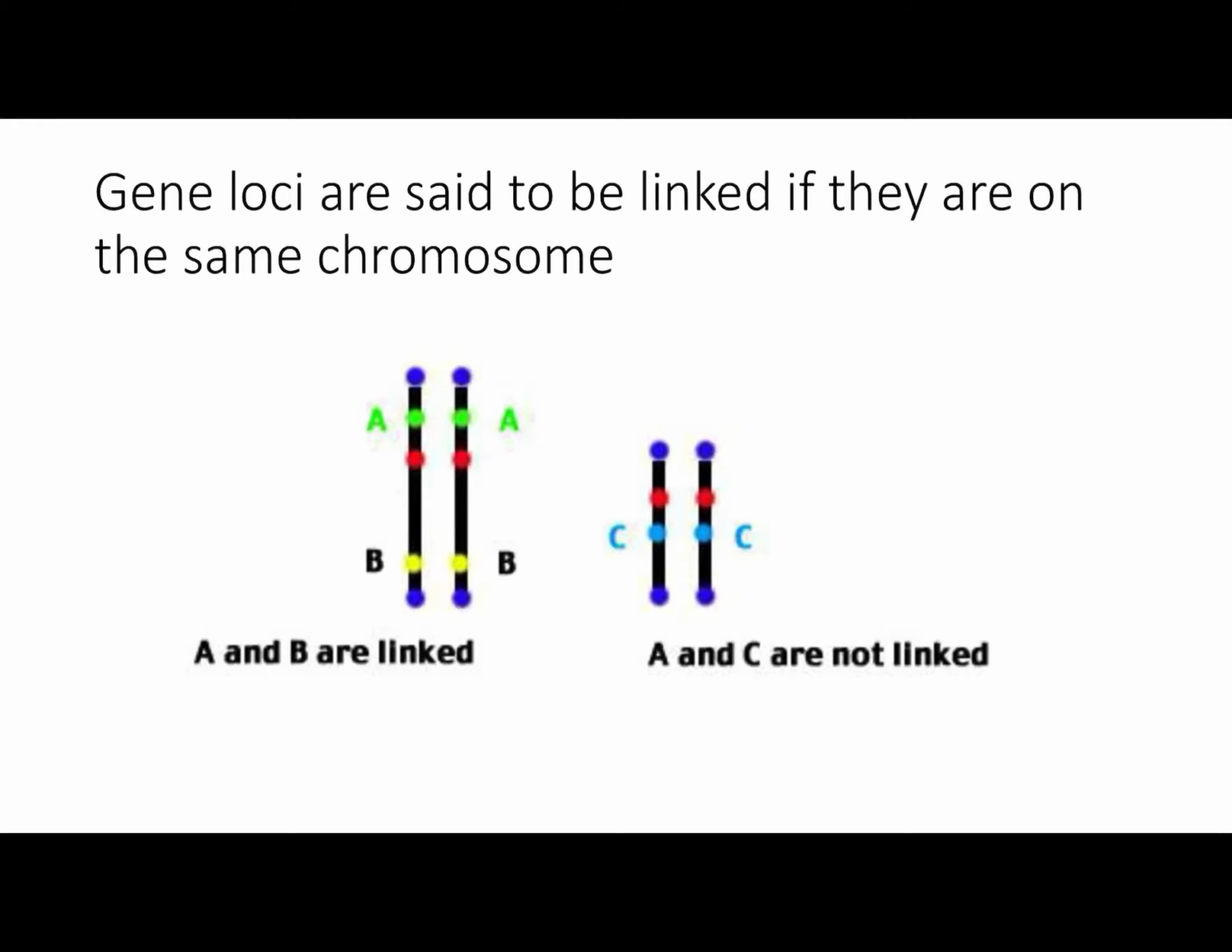So what we've looked at so far is actually unlinked genes. We've looked at if we had, say, B and C. But what we're going to be looking at in today's PowerPoint is what happens when those genes are actually linked and are on the same chromosome, like A and B.